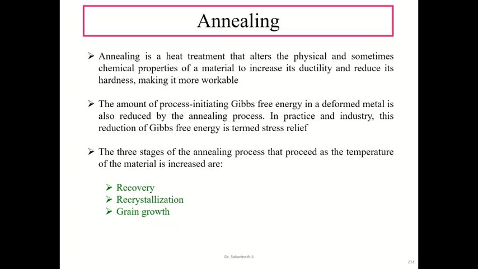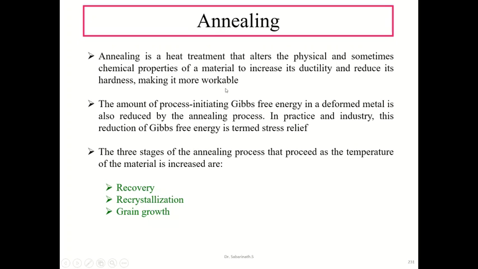The metal is heated to a temperature above its recrystallization temperature and kept at that temperature for a particular period of time, followed by a very slow cooling in order to develop an equilibrium structure in the material. The cooling is done in the furnace itself. Annealing is a heat treatment that alters the physical and sometimes chemical properties of a material to increase its ductility and reduce its hardness, making it more workable.